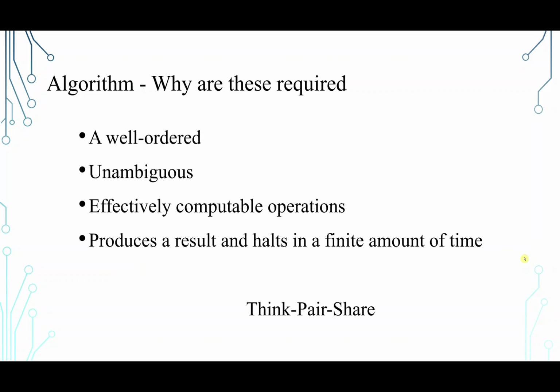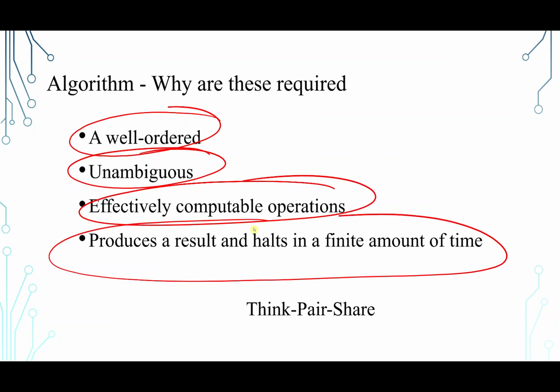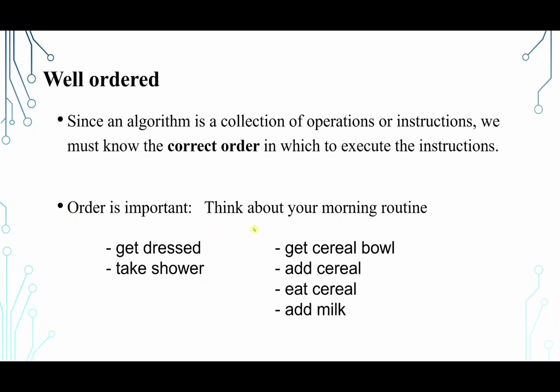So, why are these steps required? To know why these steps are required, you have to explain each bullet of these. So let's start with well-ordered. Since an algorithm is a collection of operations or instructions, we must know the correct order in which to execute the instructions. The order is very important. It's like you cannot get dressed first, then take a shower. You have to take a shower, then get dressed. Right? And so on. So usually the order matters a lot.